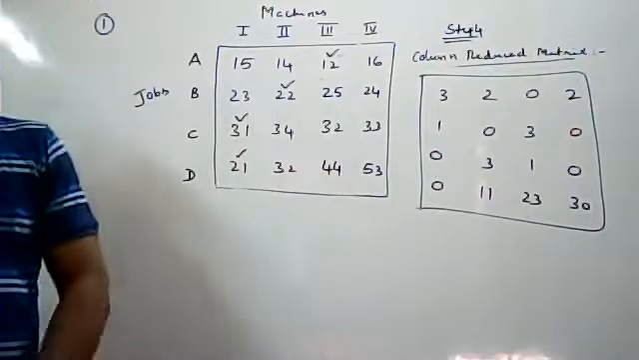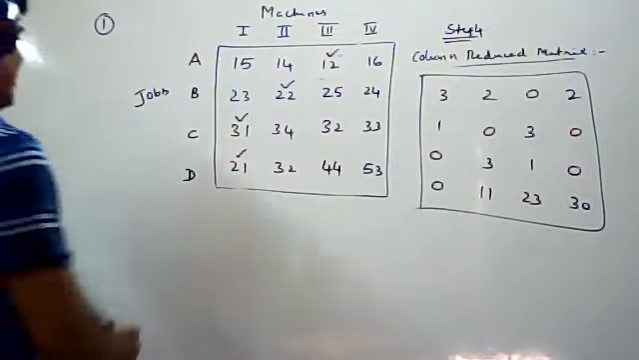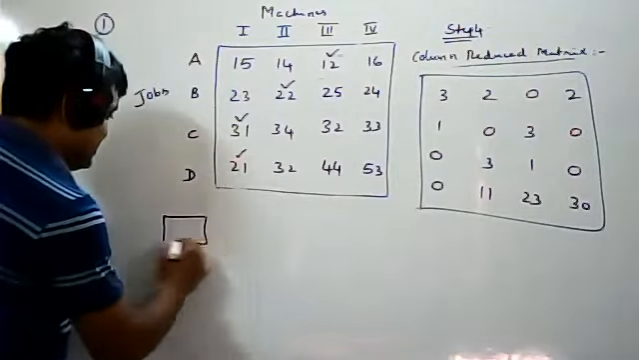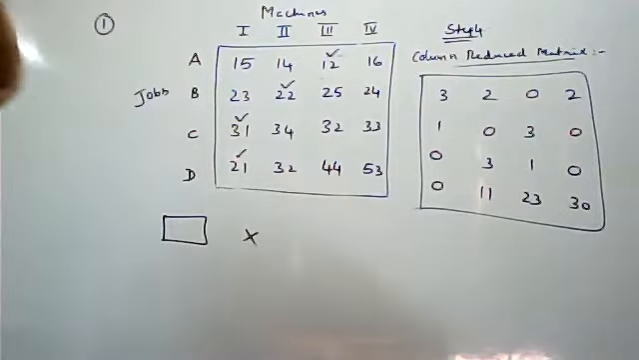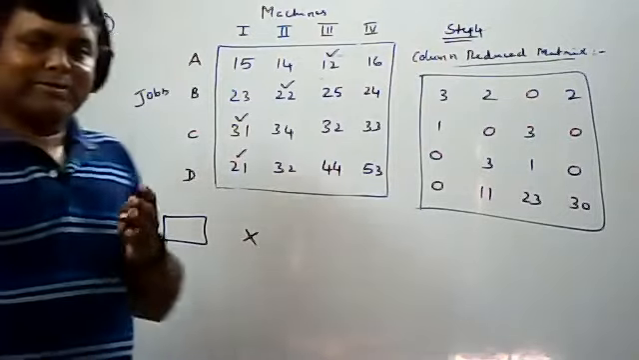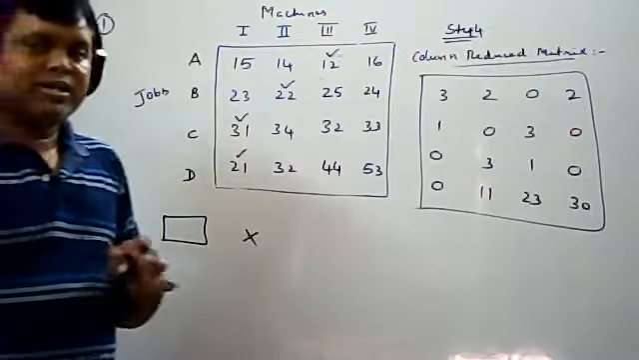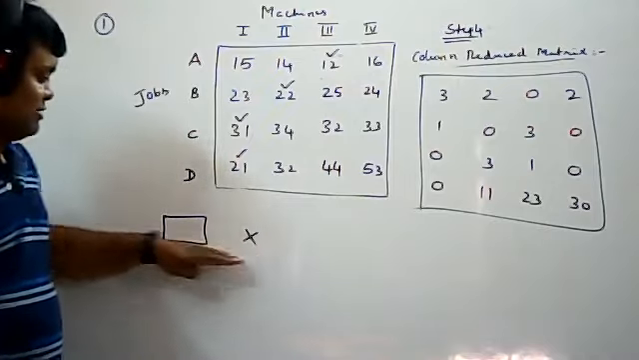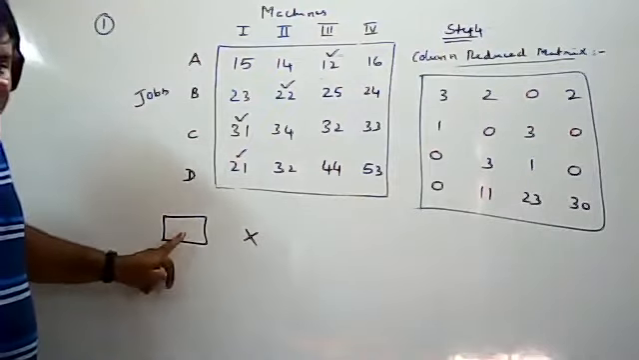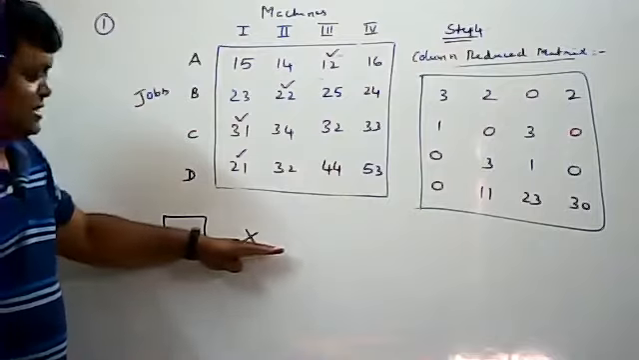Now step number 5. What is step number 5? Step number 5 is nothing but you have to make the assignments and cross symbols by using some procedure. Step number 5 is the important one. Step number 5 and step number 7 are important in the assignment problem. This rectangle is called an assignment, and this is the cross symbol.